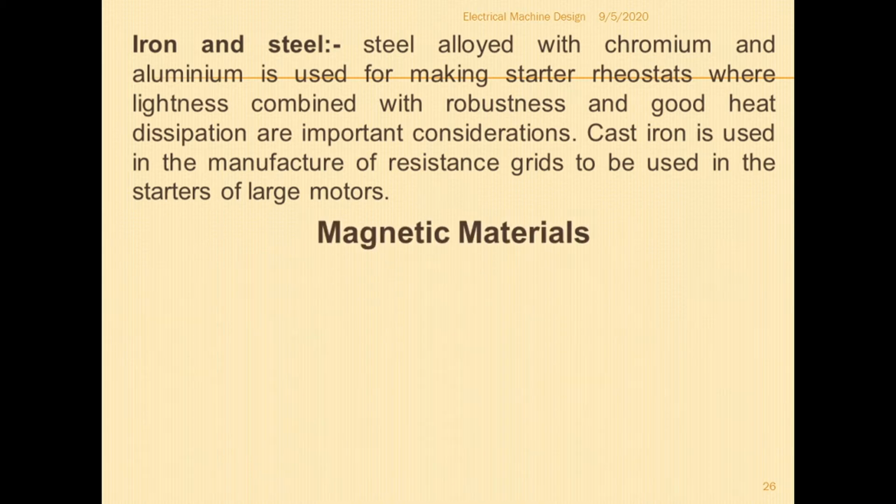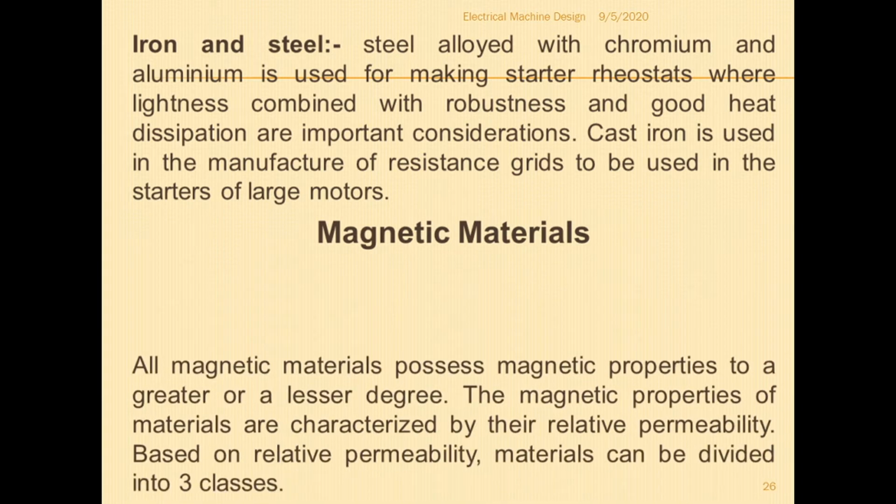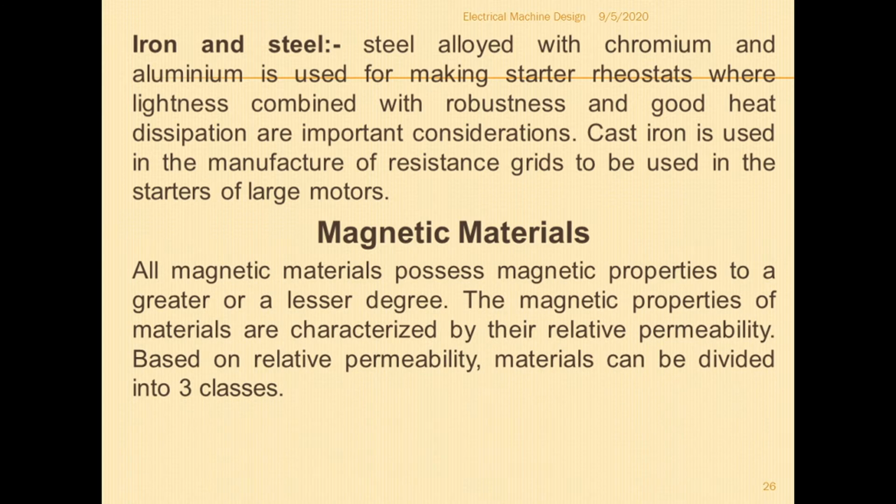So next we have to see the magnetic materials which are used in the design of electrical machines. So all magnetic materials possess magnetic properties to a greater or lesser degree. So all magnetic materials like iron, cobalt, etc. possess magnetic properties to greater or lesser degree. The magnetic properties of materials are characterized by their relative permeability.